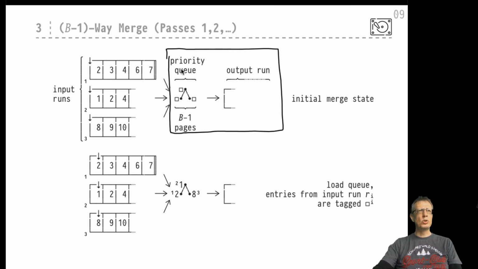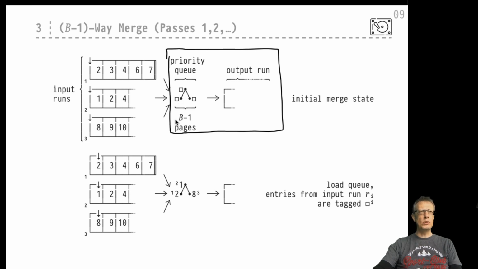Okay, as I told you, one of the pages in the buffer, this page, would be the output page to which we append all the rows that we have already processed. If this output page is full, we would take it and append it to the current output run on disk. The other b-1 pages would be devoted to reading the input runs. And I've organized this input reading here in the form of a priority queue.